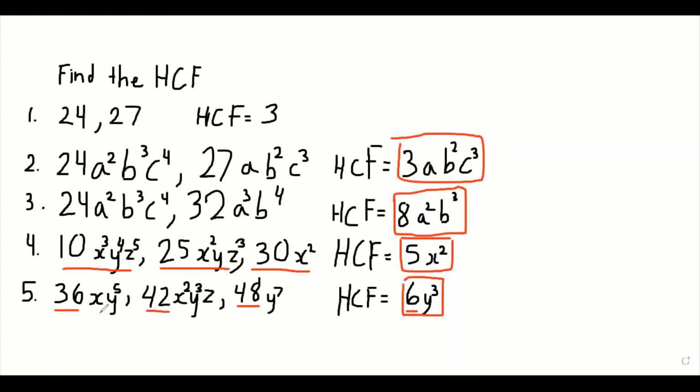All right. So that's the reason why we pick 6, because it's the number that can divide all three. 36 can be divided by 6 with no remainder. 42 can be divided by 6 with no remainder, and 48 can be divided by 6 with no remainder. And it's the largest number that can do it. And then we picked y because it's common to all three terms and has the lowest exponent.